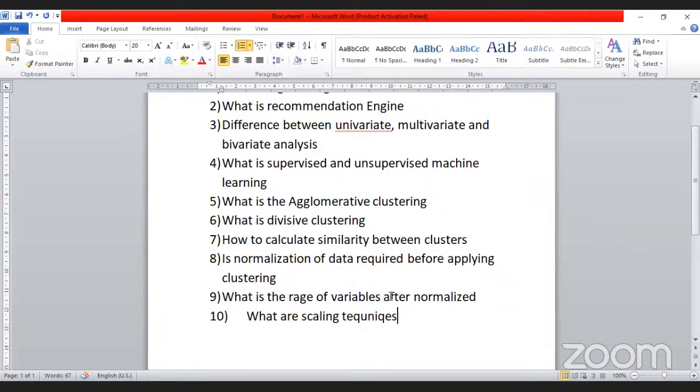In the standardization, the variables will convert in a range from 0 to 1. Wait, sorry, I think I just miscommunicated. In a normalization, the variable may convert in between 0 to 1. And in a standardization, the variable may convert from minus 3.14 to plus 3.14 range. Okay, these are the two scaling techniques.